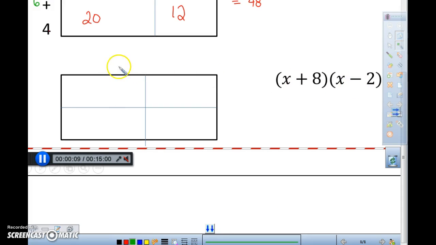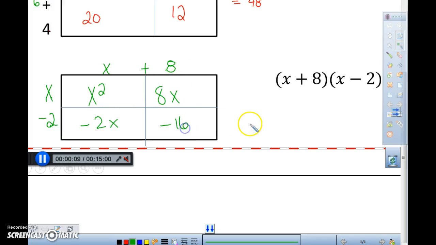So we have 2 binomials, x plus 8 and x minus 2. Every time you see the plus sign or even a minus sign, that's where your division is going to happen. And then again, we do the area. So x times x is x squared. x times 8 is 8x. Negative 2 times x is negative 2x. Negative 2 times 8 is negative 16. And we want to look for like terms. So 8x and a negative 2x. So our answer would be written as x squared plus 6x minus 16.